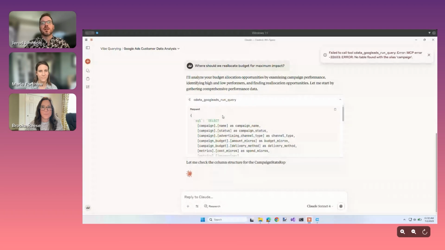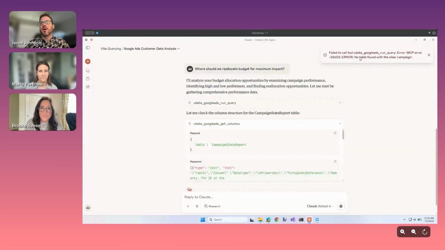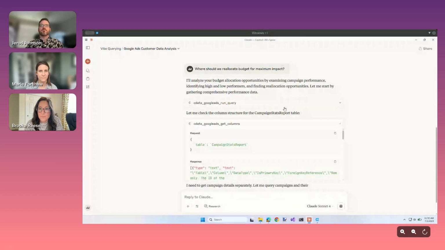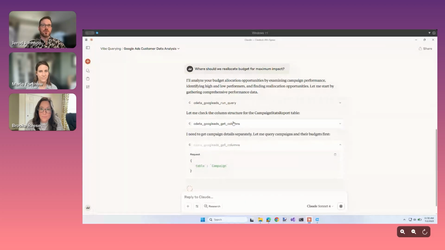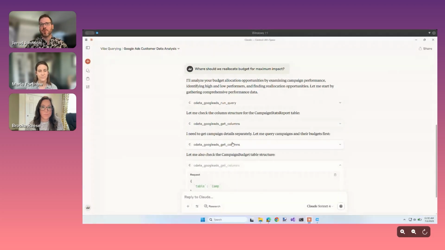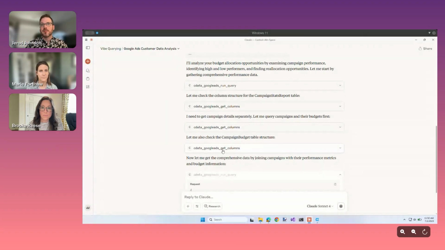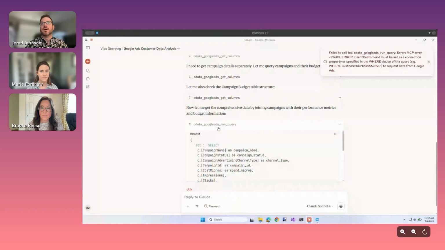So it's identified things. One of the great things about the way that our MCP servers work is it makes it really easy to explore. So when Claude makes a mistake in how it queries something, it can just go ask for that information again to get the query right.